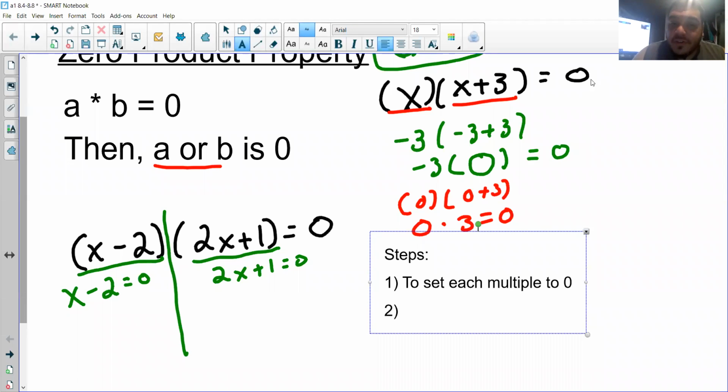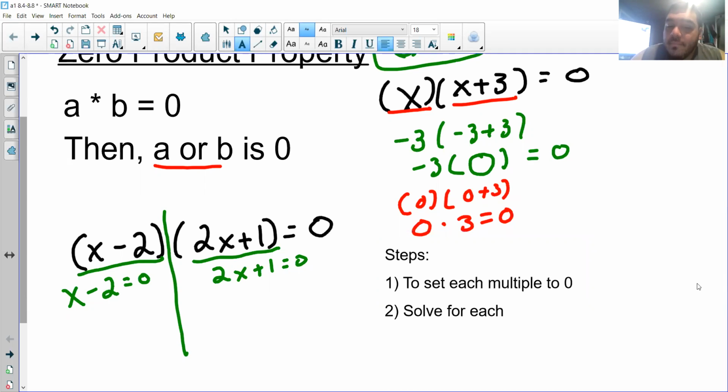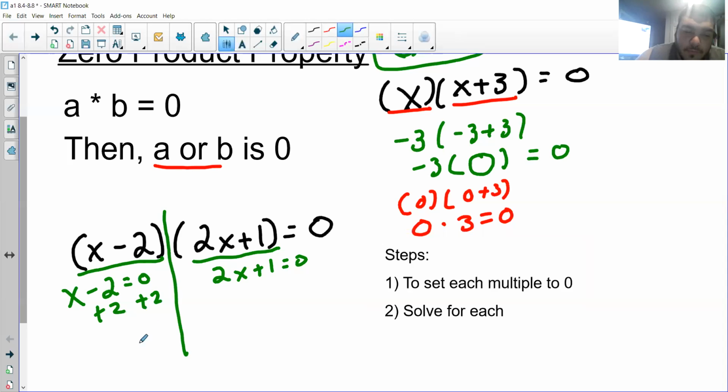And then step 2 is very straightforward. Solve for each. So what we're doing with this kind of situation, which is solving a factored polynomial, is we're breaking it into smaller pieces and solving each one at a time. So over here on the left, I would do plus 2, plus 2. That means x equals 2 in this case.